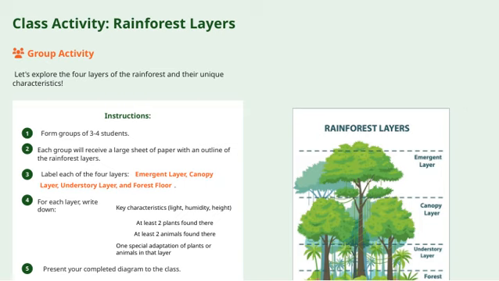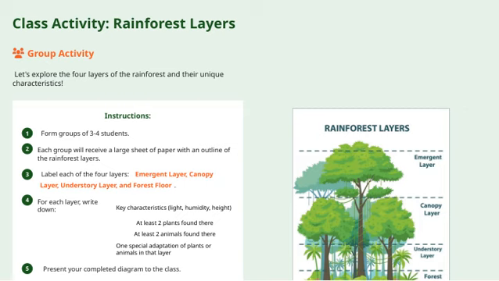Next, for each layer, you'll need to write down some key facts. Think about the light levels, humidity, and how tall each layer is. Then, identify at least 2 plants and 2 animals that live in that layer. Also, highlight one special adaptation, something unique that helps the plant or animal survive in that particular environment. Once you've filled in all this information, you'll present your completed diagram to the class. It's a great way to share what you've learned and see how these layers connect.